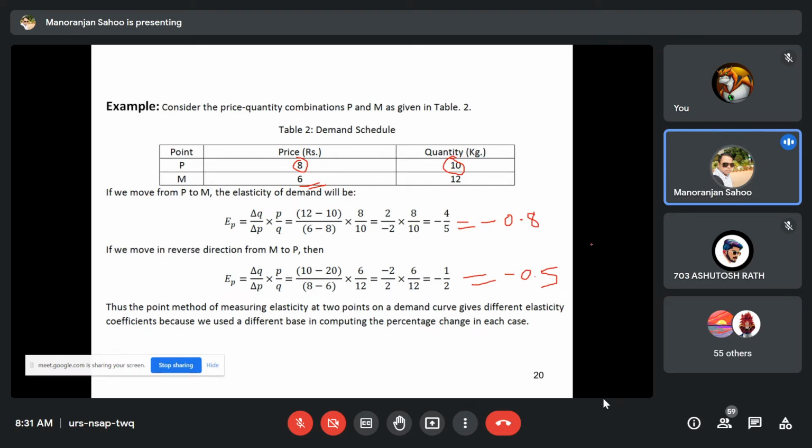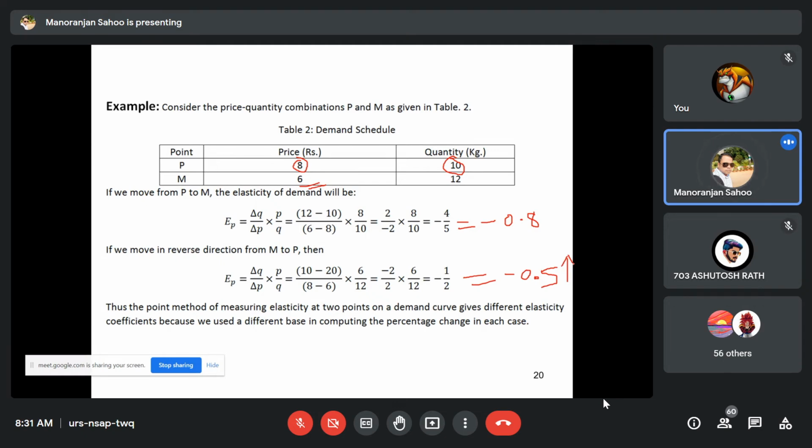This means for a 1% increase in the price, the quantity demanded is reduced by 0.8%. But for a 1% reduction in the price, the quantity demanded is increased by 0.5%. Or you can say the responsiveness of quantity demanded to an increase in the price and to a reduction in the price is different. So the elasticity value will be different.